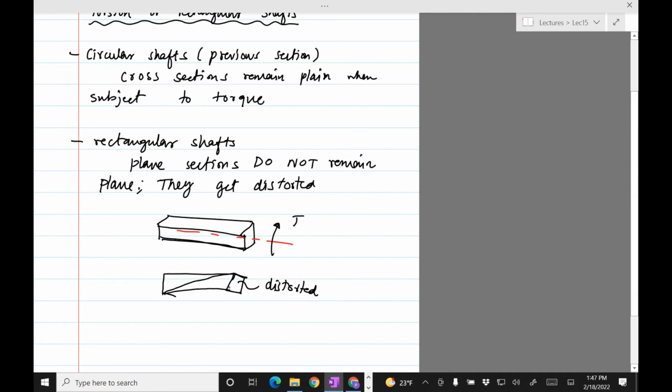This is hard to draw because this actually is not plane anymore. It actually comes out of the plane. So if you torque something which is circular, then all sections will stay in the same plane. If you torque something which is rectangular, then it will come out of plane. That's really hard to show here. It goes out of plane.